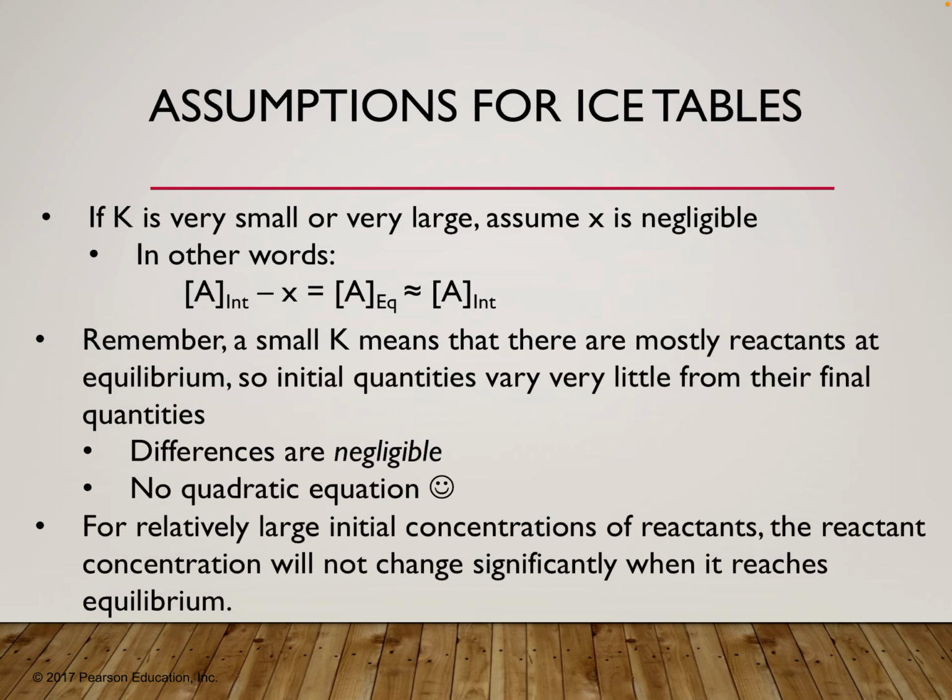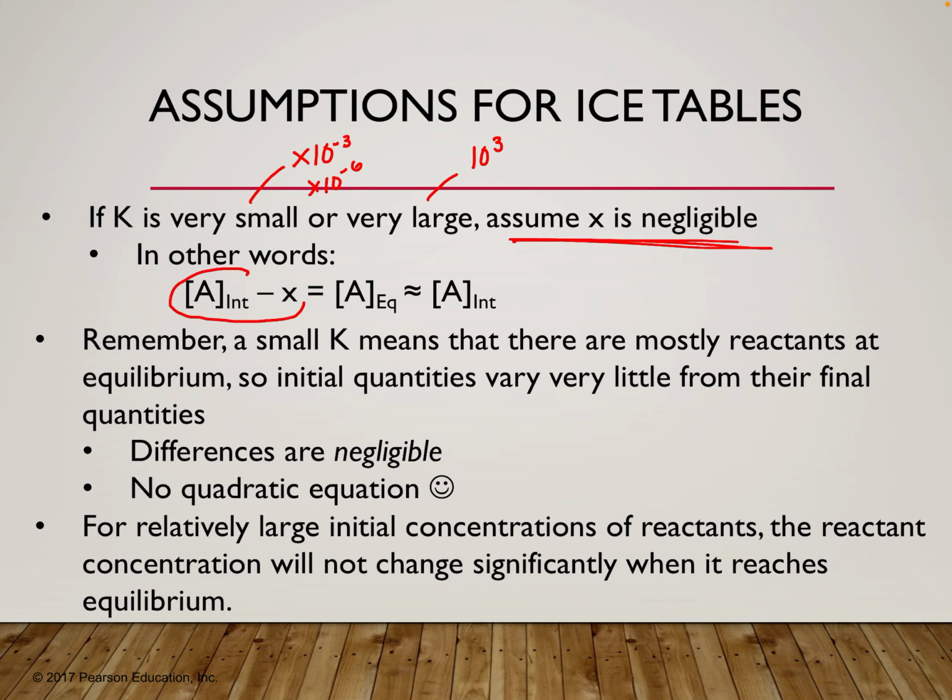Okay. If K is very small or very large, so if K is very small, I'm talking like times 10 to the minus 3 or smaller. So maybe it's times 10 to the minus 6 or something like that, right? Really, really small. Or very large. So again, times 10 to the 3 or larger. Then we are going to assume the x is negligible for the changes in concentration.